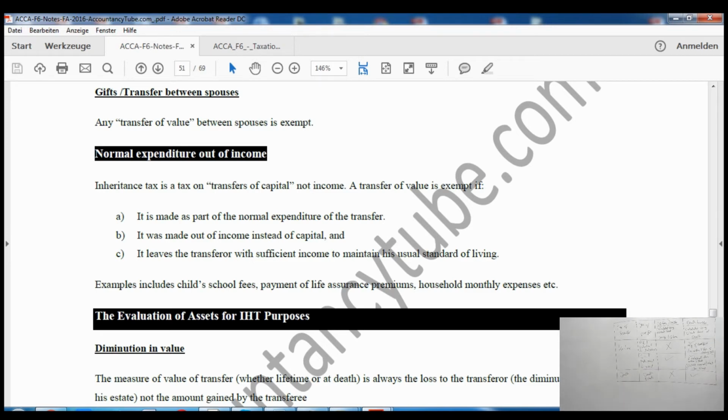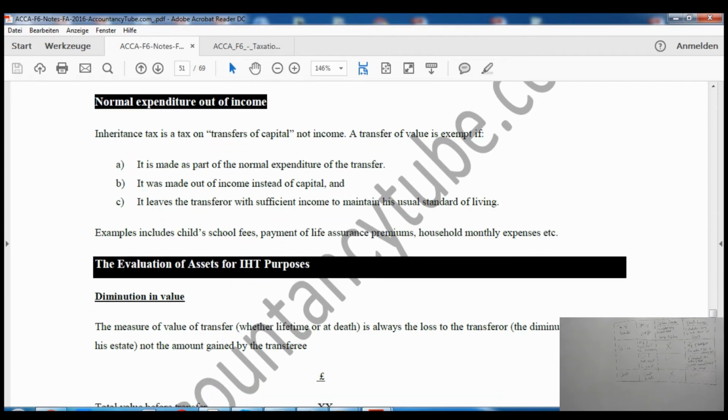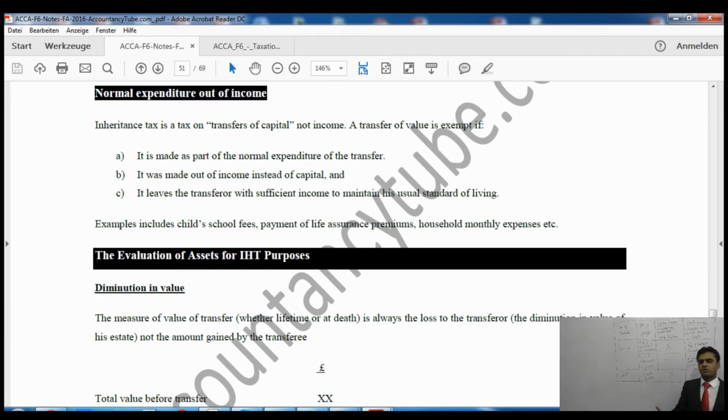Normal expenditure out of income. If you pay something which does not harm your way of living, so if I am a millionaire and I give £100 to someone, it won't harm me. If I give £1,000 to someone, it won't harm me. So that is normal expenditure out of income. It is also exempt. So what is the condition of expenditure out of income? Inheritance tax is a tax on transfer of capital, not income.